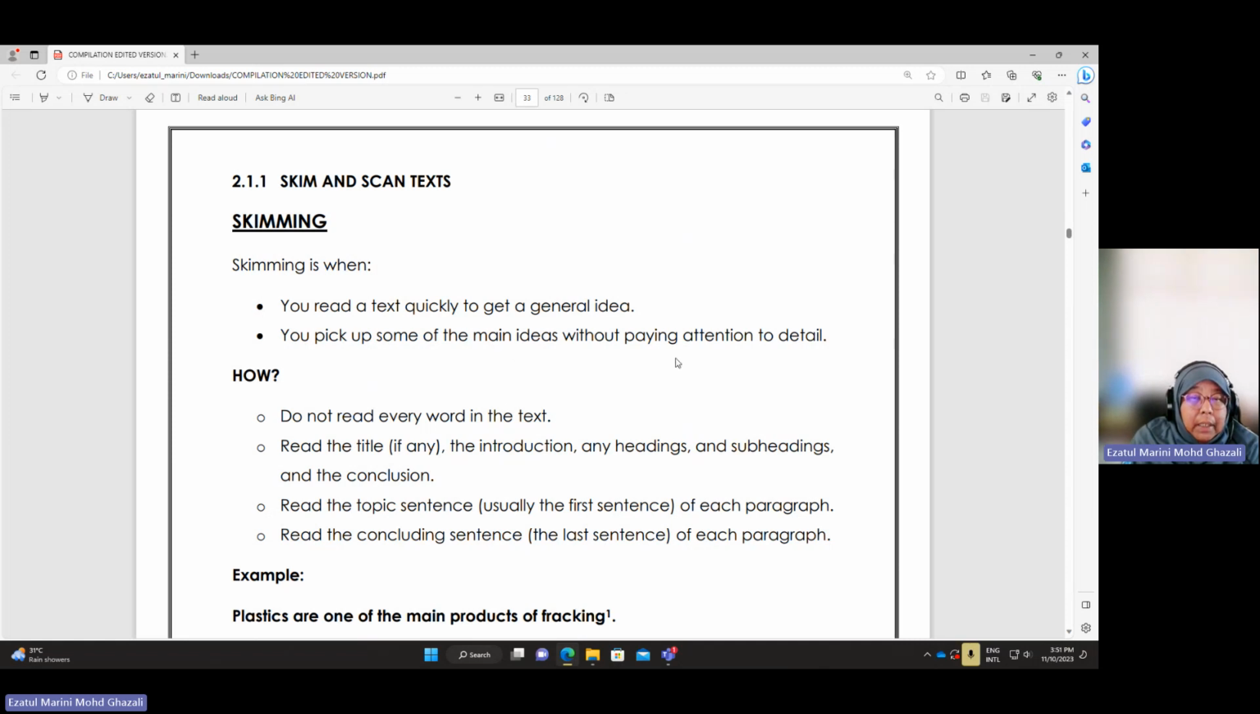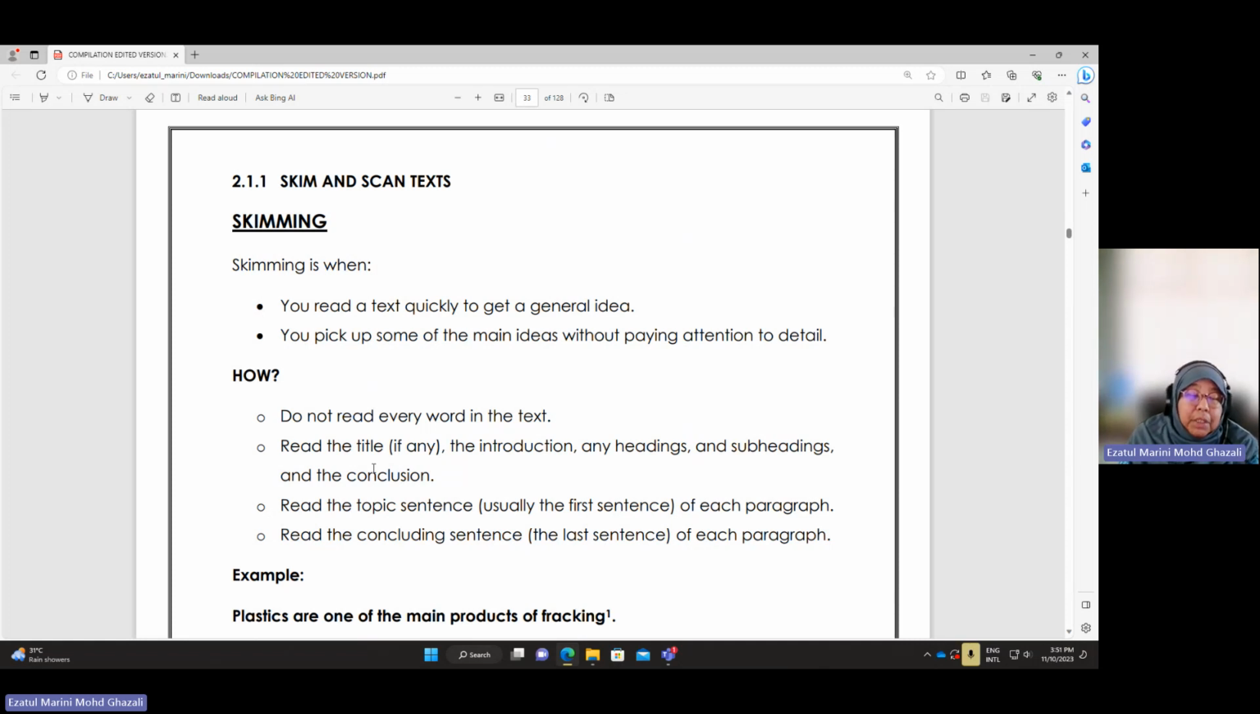You pick up some of the main ideas without paying attention to detail. Baca cepat, baca laju. Why? Just to get the main idea, just to get the general idea. Okay, how do you skim? Do not read every word in the text. Jangan baca every word. Except for, when we do the 7 steps, the introduction and also the conclusion, the last paragraph, that one you have to read completely, but the rest, don't read every word. All right, read the title if any, the introduction, any headings and subheadings, and also the conclusion, and then read the topic sentence. What is a topic sentence?